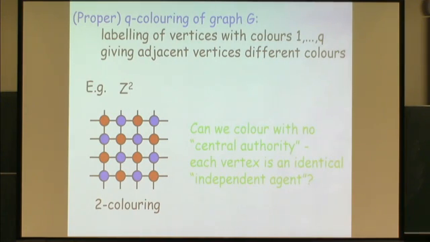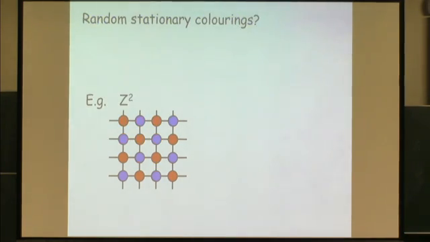Well, here's a vague question. Can we color without any central authority? If you imagine that each vertex is somehow a person or an independent agent, can they agree on a coloring between themselves without any central dictator? Let's try to be a bit more specific. What about stationary random colorings of Z^d, for example?